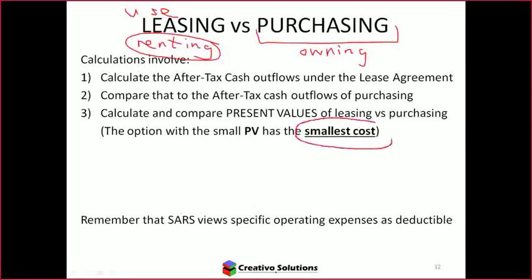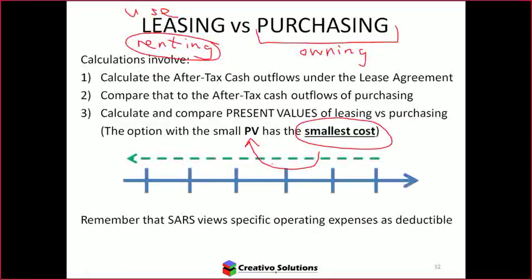So when doing the calculation, you're looking at the highest or lowest cost? Lowest. The smallest. Leasing or purchasing, the smallest cost will be the best option, because now you're minimizing the cost of operating the business from a leasing or a purchasing point of view. Always take things back in time. Time value of money will still apply here.